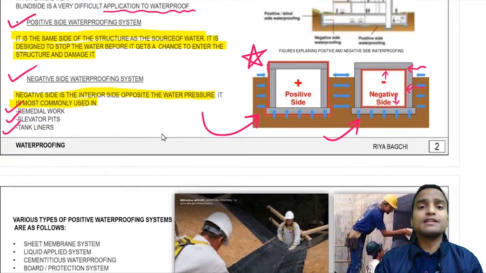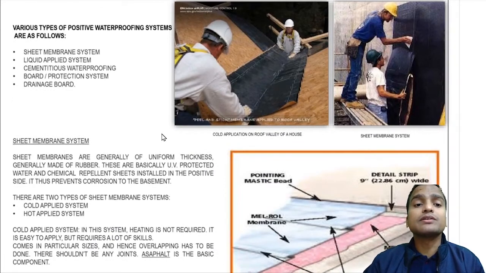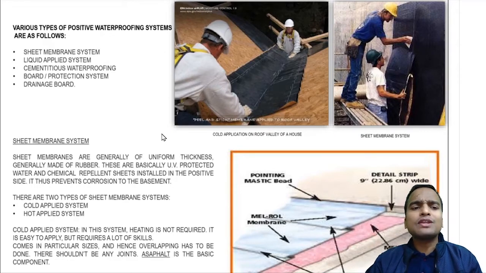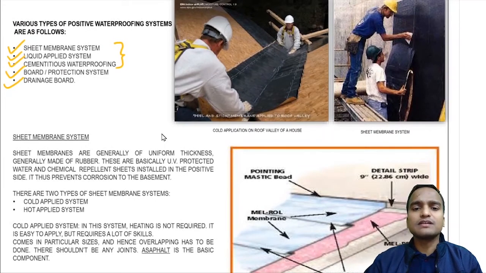Let's see what the various types of positive waterproofing systems are, and I have classified them into 5 groups. The first and very common one is the sheet membrane system, then the liquid applied system, cementitious waterproofing, board protection system and drainage board. The first 3 are most commonly seen and we have discussed them already, but let us see them again. In these figures you are seeing people applying some sheet on the substructure.